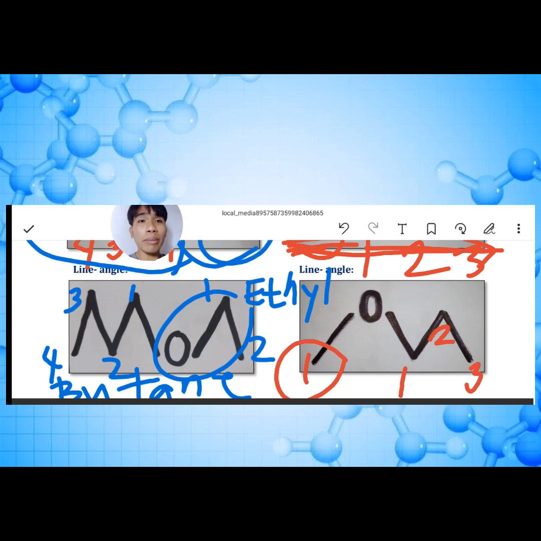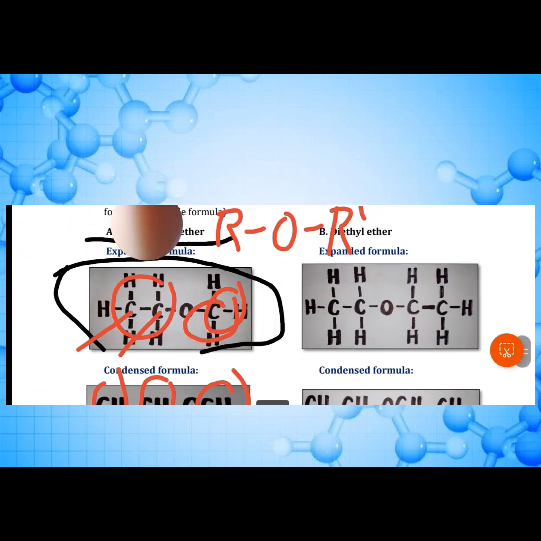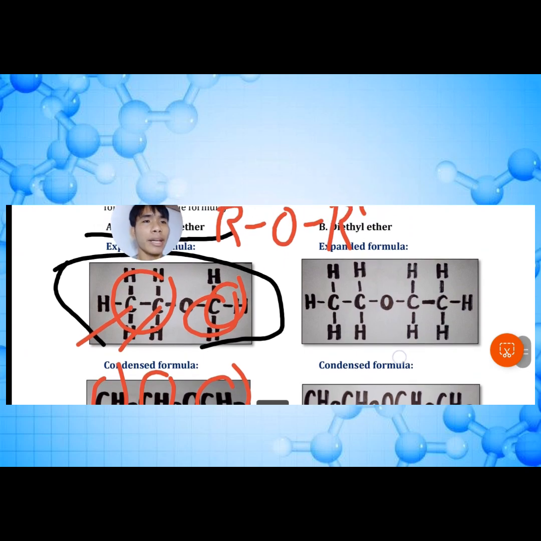So in the IUPAC naming nomenclature, the suffix of the methyl group will change into oxy. That becomes a methoxy. And this, the propane, becomes methoxypropane. So that's all about the structural formula of ethers. So here is another example, by the way, the diethyl ether.